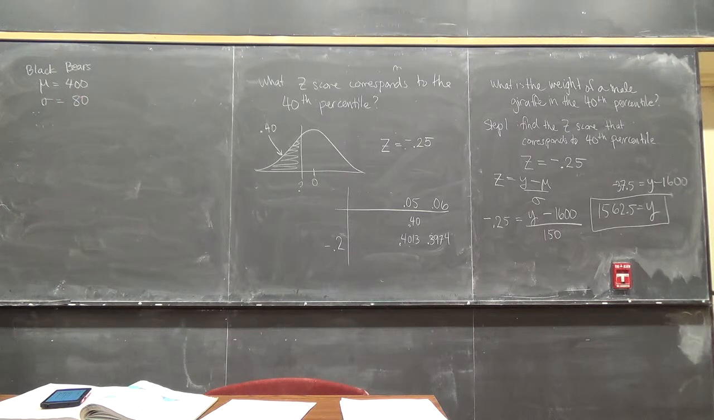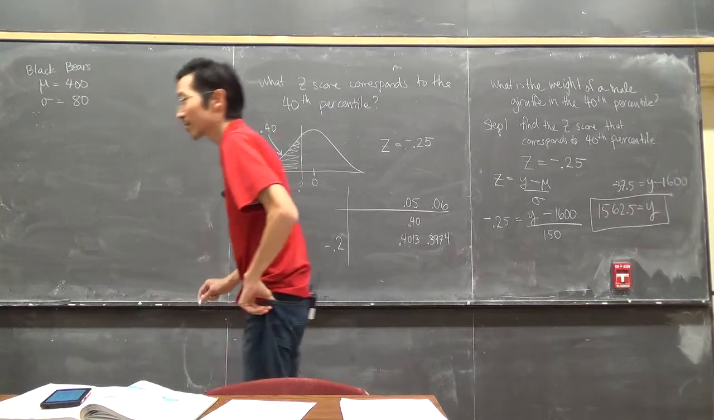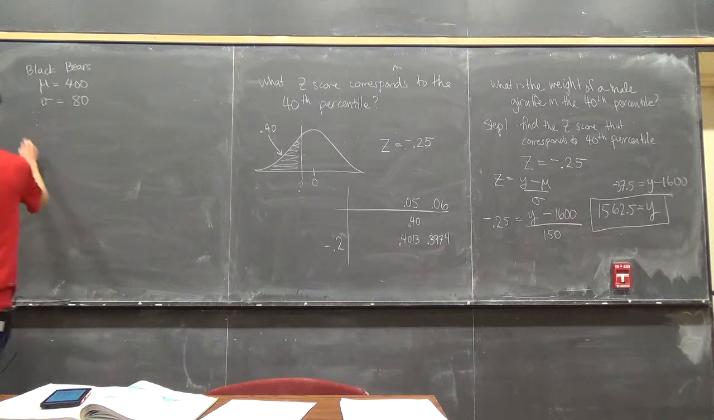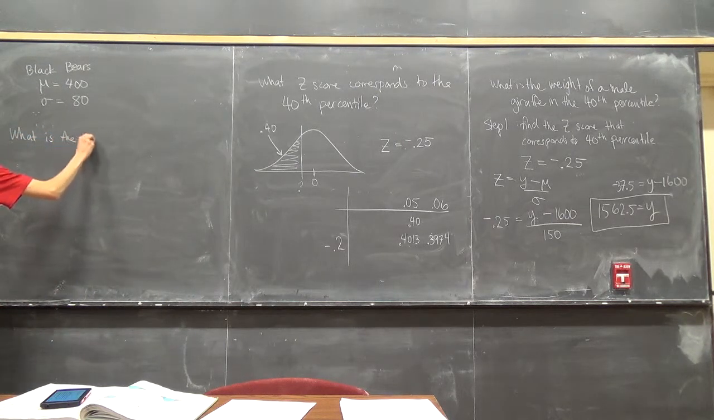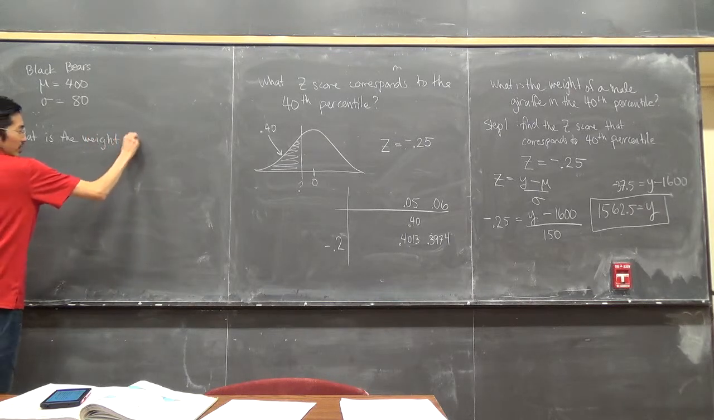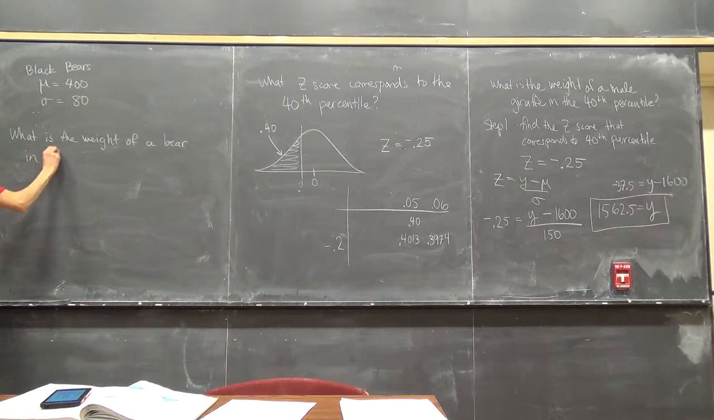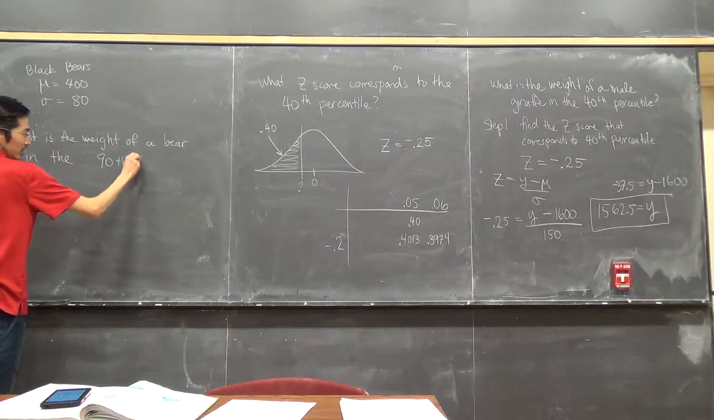So we'll just say 80, because there's so much variation, right? Okay. So we'll say the mean is 400 pounds with a standard deviation of 80. Okay. All right. So I'm going to ask: what is the weight of a bear in the 90th percentile?